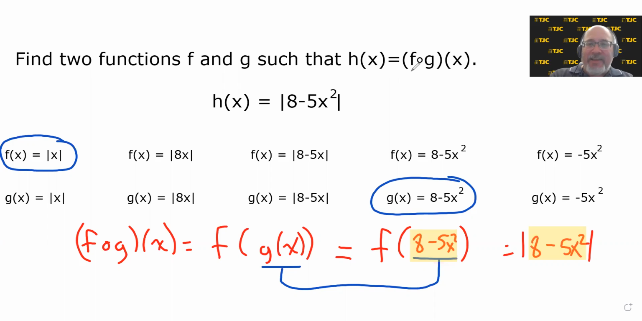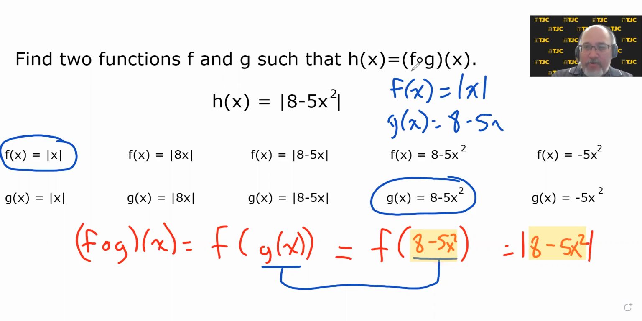So it seems like if we have f of x equals the absolute value of x, and g of x is equal to 8 minus 5x squared, then f of g of x should give us h of x. We could always check it by doing the problem moving forward.